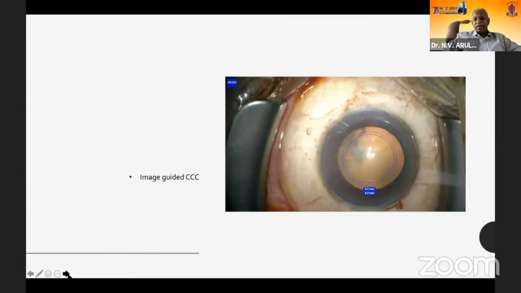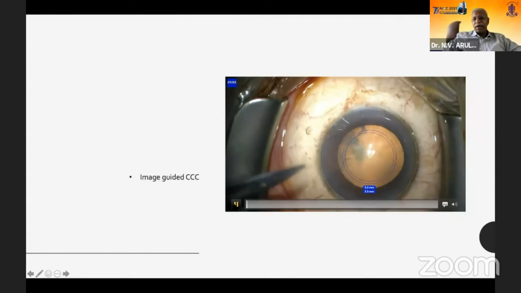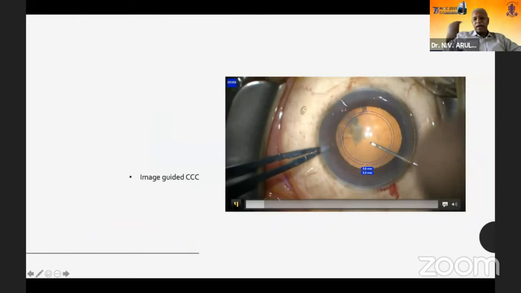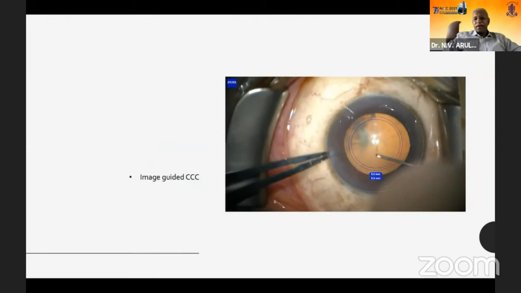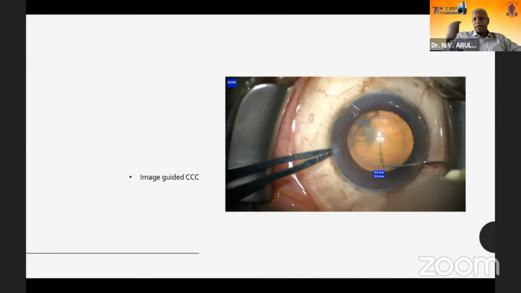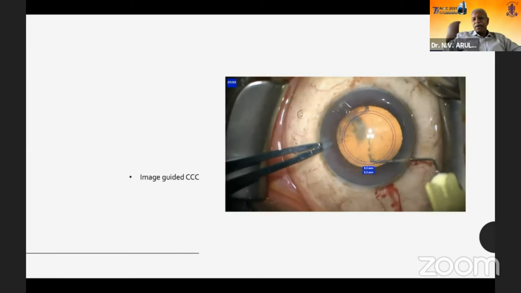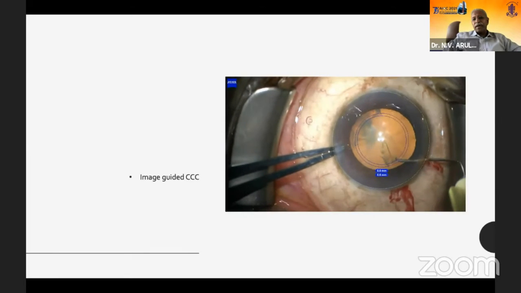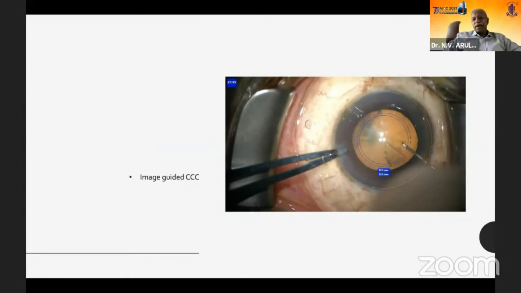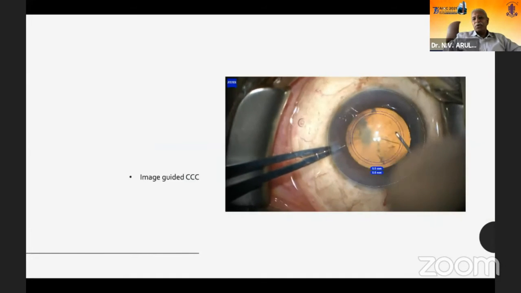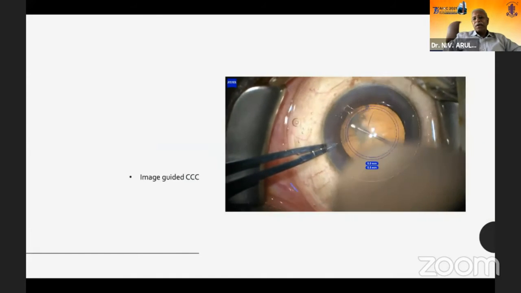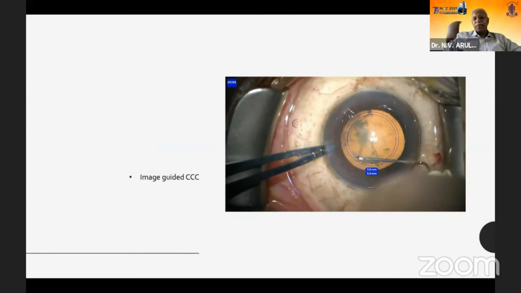If you're doing image-guided surgery, it makes it a little simpler. You have two rings projected onto the surgeon's view. The outer ring would be 5.5, the inner ring would be 5.25. And it's really very helpful for you to make your rhexis perfectly centered.